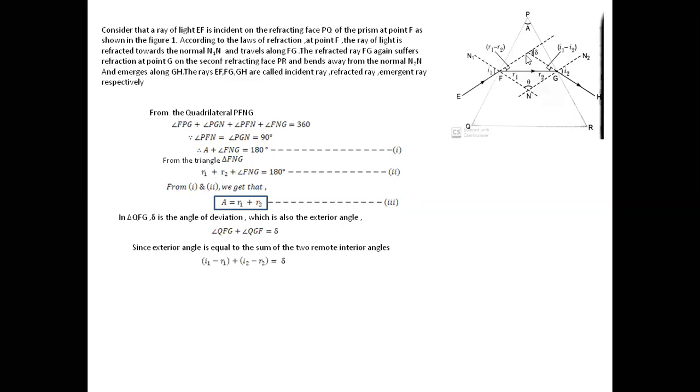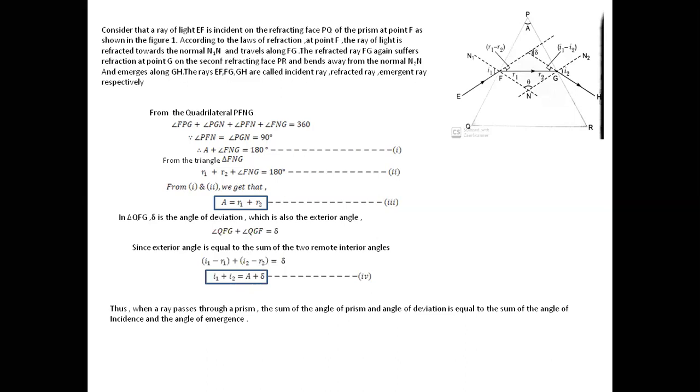Now we have replaced the values of QFG and QGF. So I have clearly mentioned here I1 minus R1, and again I2 minus R2. At the beginning, I have already mentioned that we need to make these two corrections. Replacing these values, I1 minus R1 plus I2 minus R2 is equal to del. If you simplify this, you will get I1 plus I2 is equal to A plus del. So these two equations are very important. These are the relations between the angle of prism, angle of deviation, angle of incidence, angle of emergence, angle of refraction, and the angle of incidence for the second surface.